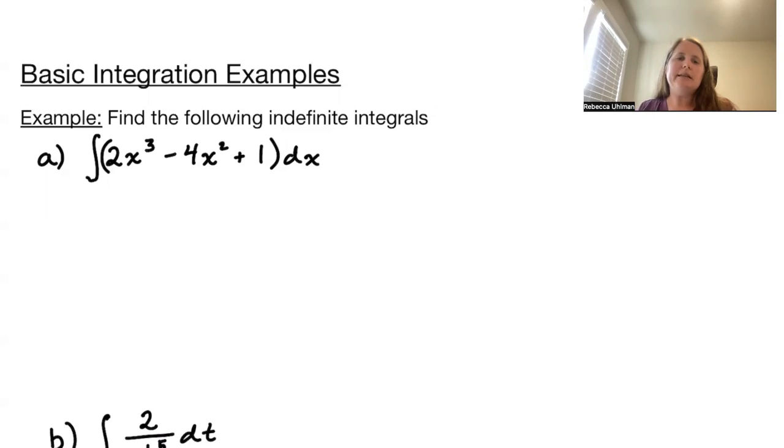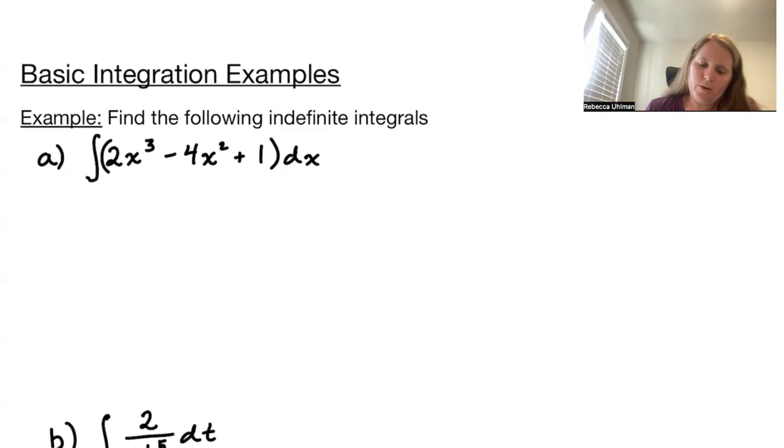Welcome to Basic Integration Examples. This is part 4 of the Calculus 1 review. For your first example, find the following indefinite integrals. First up, part A, find the integral of 2x cubed minus 4x squared plus 1 dx.